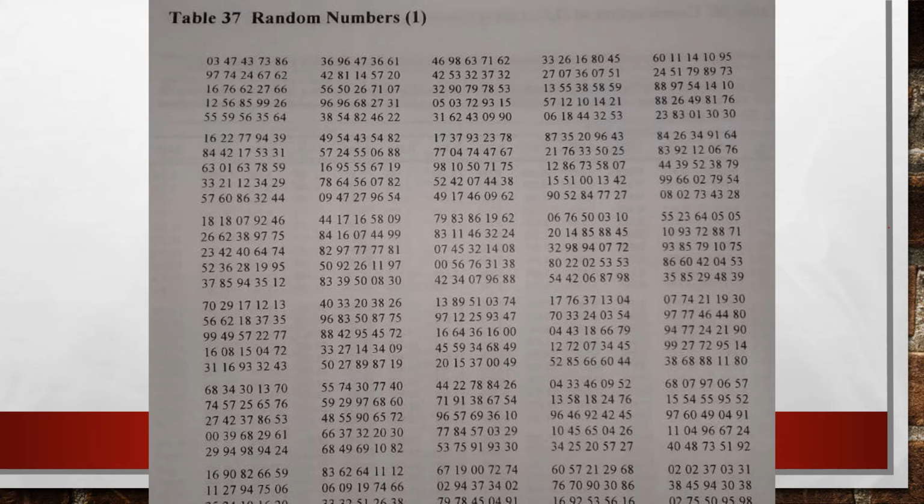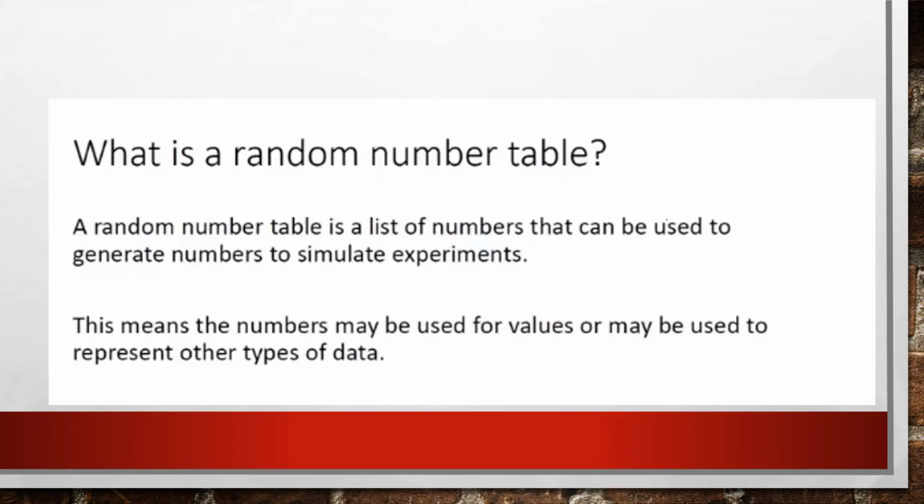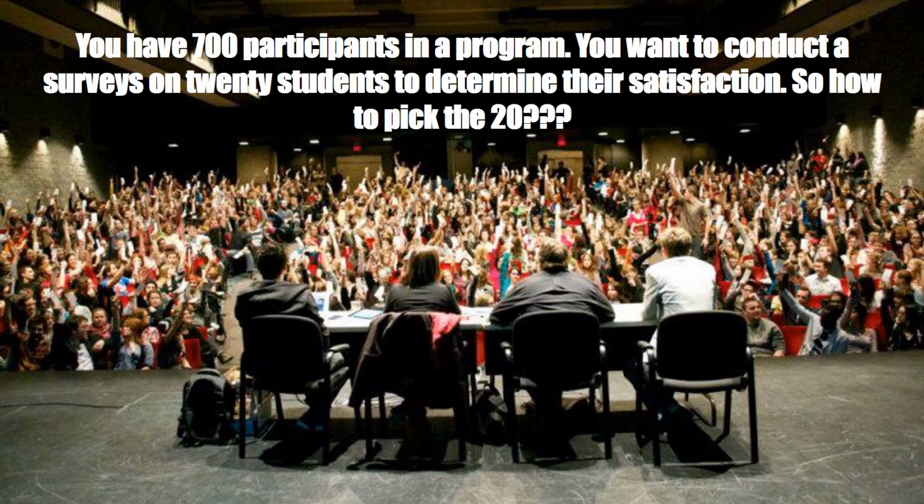What is the purpose of the table? Well, if you make up numbers in your head, they are not always random, no matter how hard you try. The table is used to give you a list of random numbers. These numbers could be used for various reasons. They could be actual numbers or they could represent other data. Let's use the table to simulate an event. Here, we want to randomly pick 20 students from all 700.